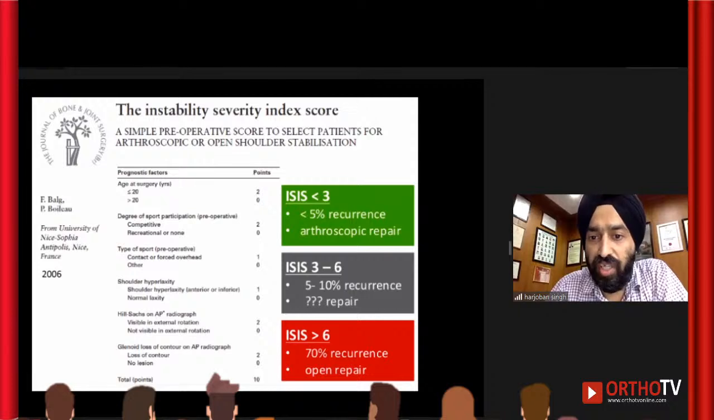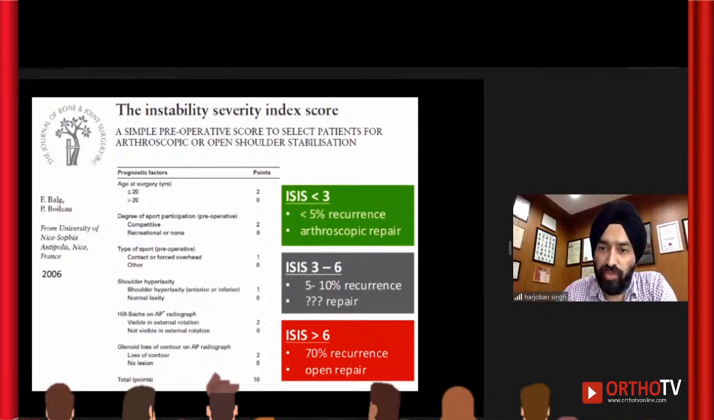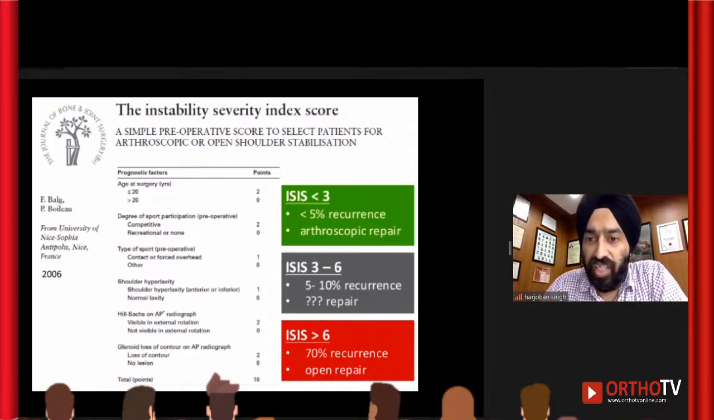If the total score is less than 3, we can safely go ahead with the arthroscopic Bankart repair, with a less than 5% recurrence rate. And if the total score is more than 6, this patient has a 70% chance of recurrence after arthroscopic Bankart repair. And he suggested that these are the patients where we should directly go for Latarjet, open or arthroscopic. And in between 3 to 6, either you go for Latarjet or just do an augmented Bankart repair by adding remplissage.